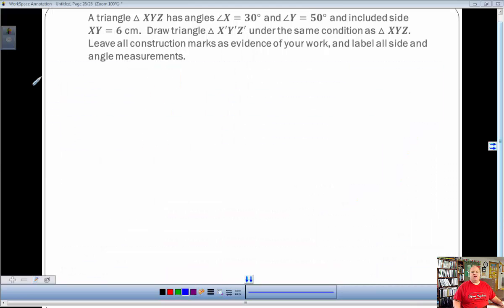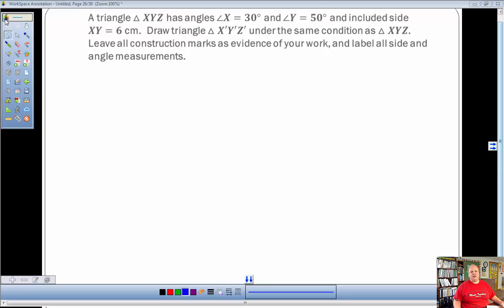Alright, so the triangle XYZ has angles X as 30 degrees, Y as 50 degrees, and the included side XY is 6 centimeters. Draw the triangle under the same conditions. Leave all as same as before. So I'm going to do a couple things first. Okay, first I need to draw my included side so I know where everything is at.